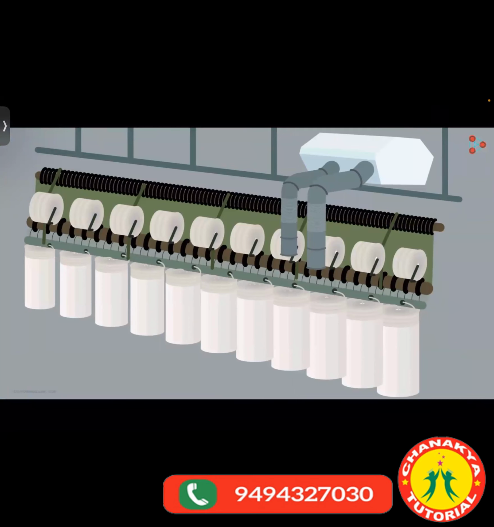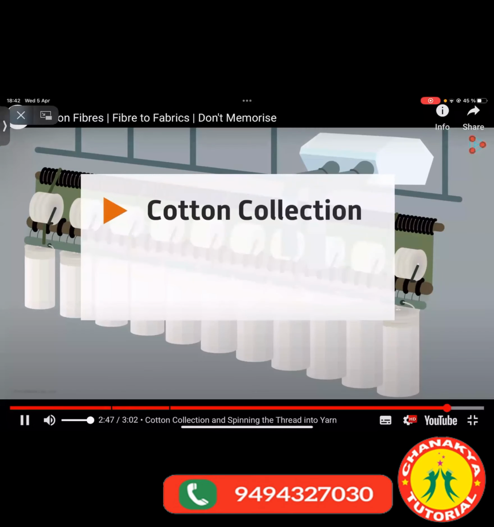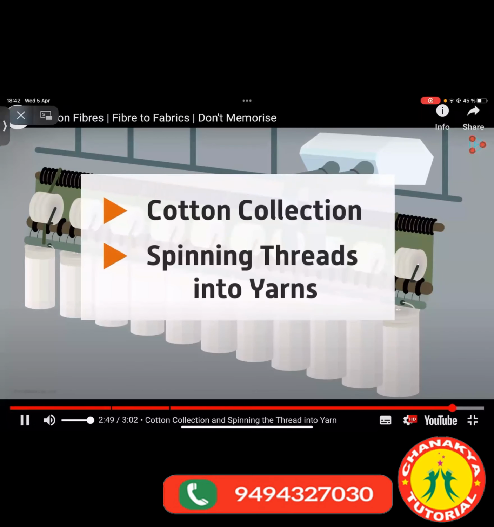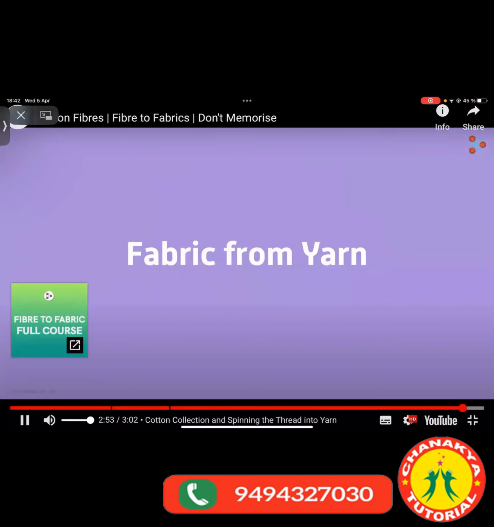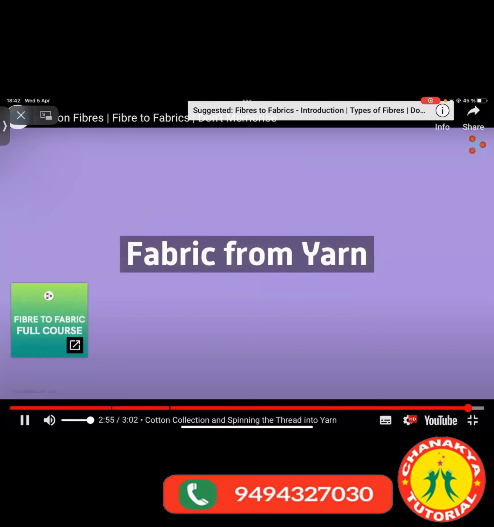With the advancement in the field of technology, newer machines to spin the threads into yarn are now available. With this, we complete the first major step of cotton collection and spinning the thread into yarn. Now we need to make fabric out of the yarn. Let's see that in the next video.